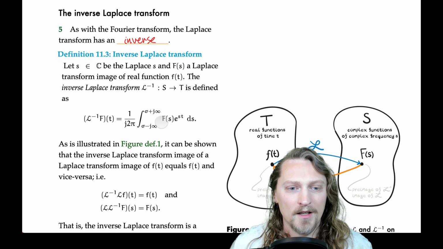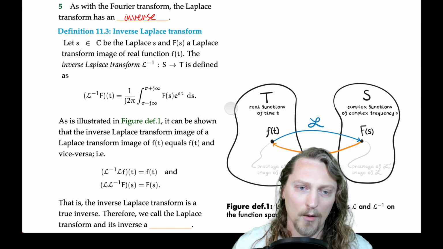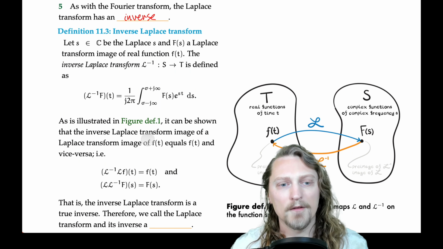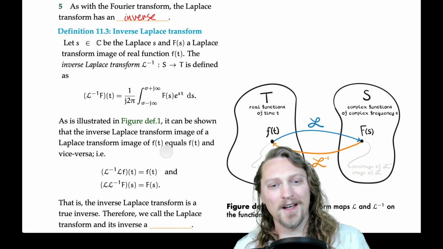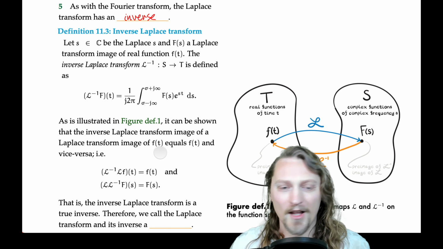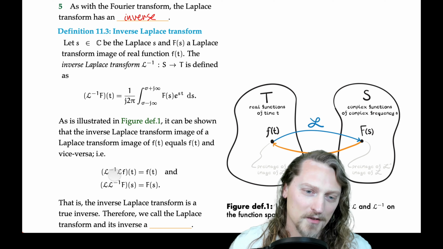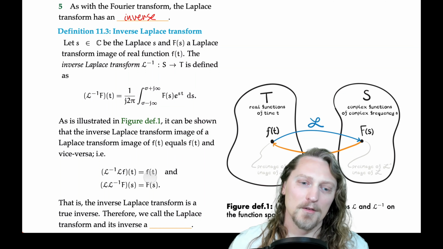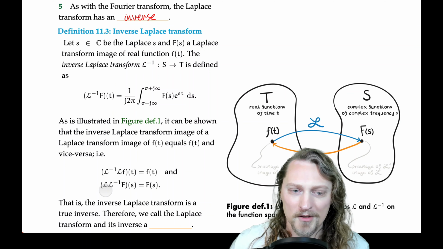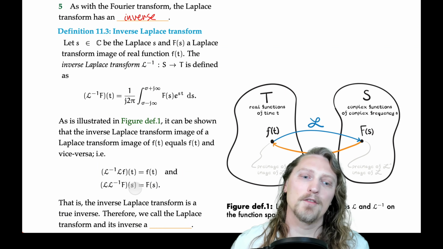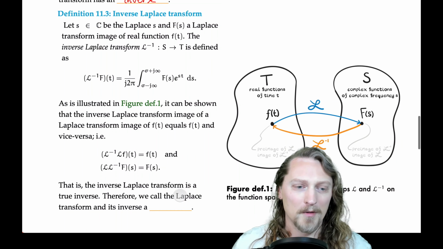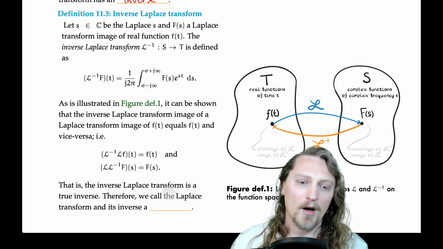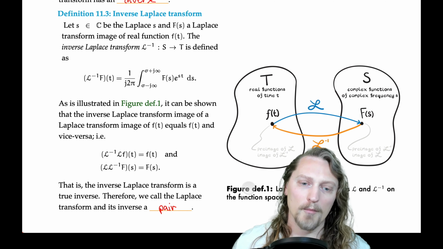As illustrated in this figure, def.1, it can be shown that the inverse Laplace transform image of the Laplace transform image of f of t is equal to f of t, and vice versa. In other words, if you take the inverse Laplace transform of the Laplace transform of f, you just get f back. If you take the Laplace transform of the inverse Laplace transform of f, you just get f back. That is, the inverse transform is a true inverse. Therefore, we call the Laplace transform and its inverse a pair, or a transform pair.